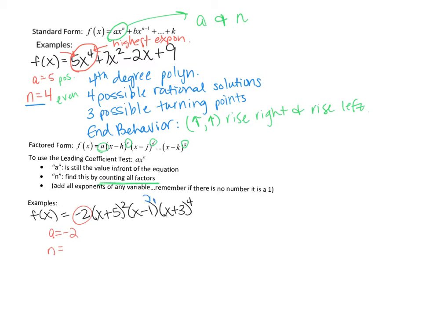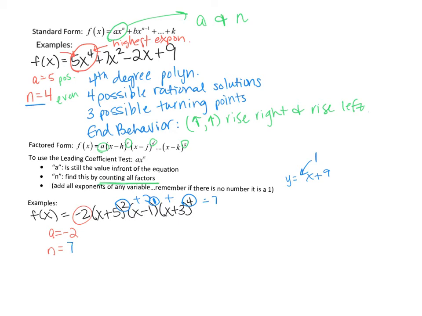Just like in a regular equation, say we had y equals x plus 9, there's an imaginary 1 sitting out there because there's 1x. So there's a 1 sitting out here if there's nothing there. So I'm going to take this 2 plus this 1 plus this 4, which means that my highest exponent, when I add them all together, is going to equal 7. So this n is going to be 7.